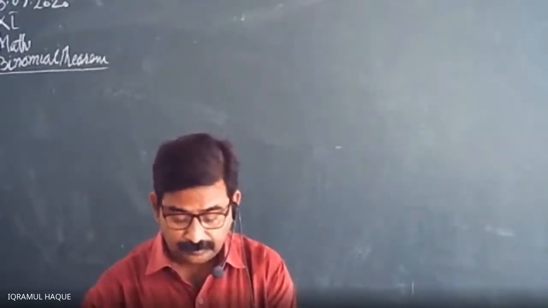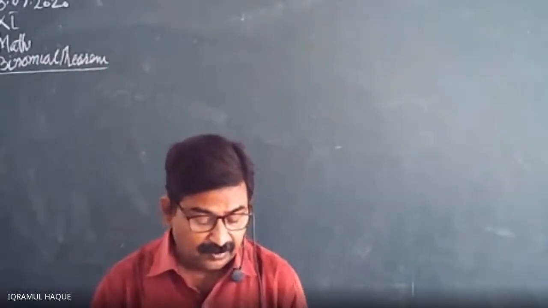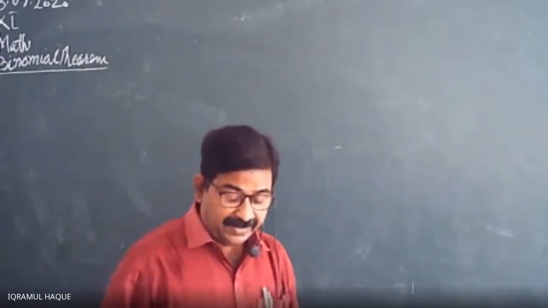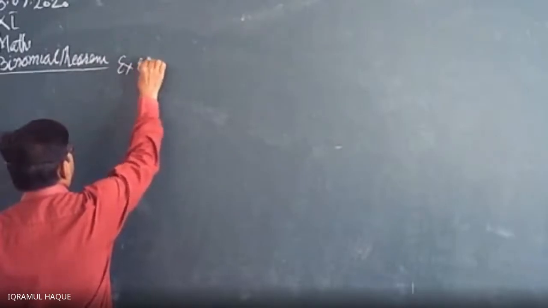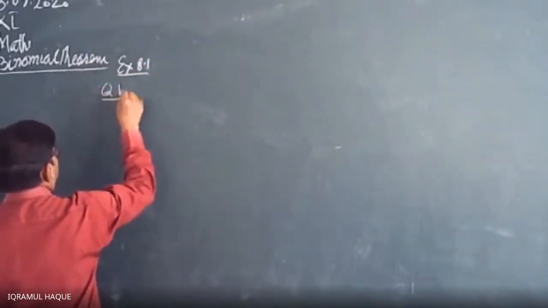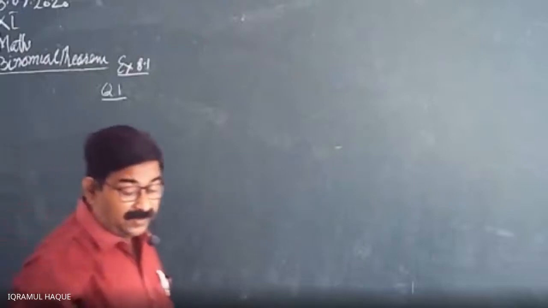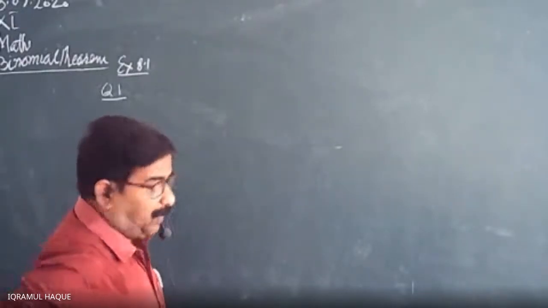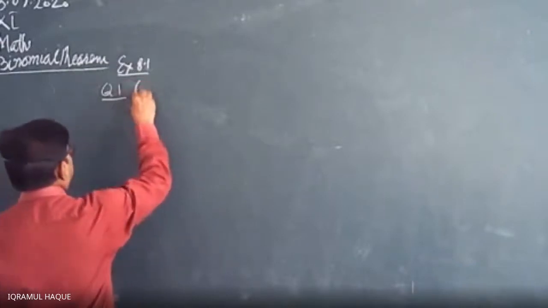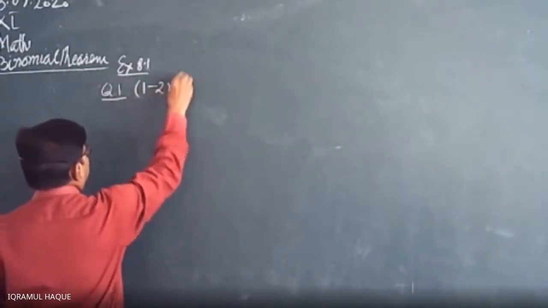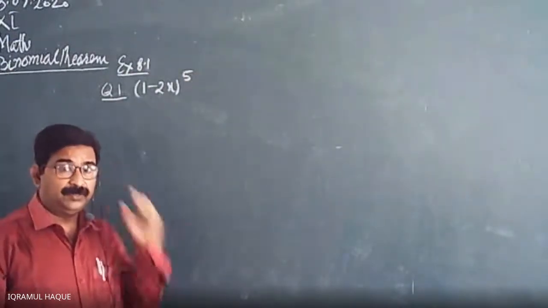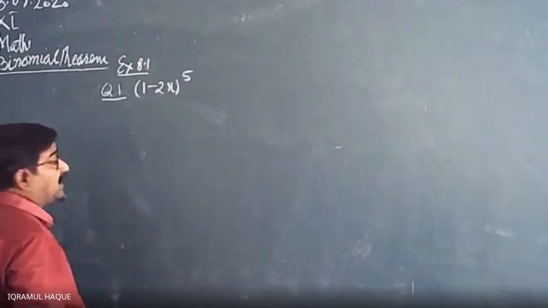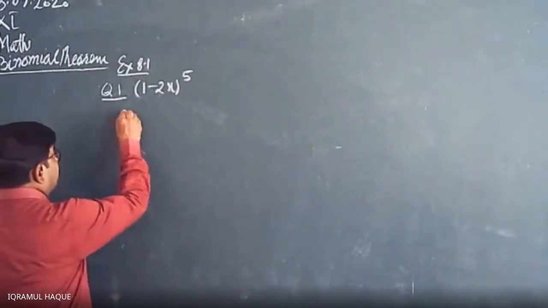So in exercise 8.1, we have a question to expand. I am writing the first question: given that (1 minus 2x) whole to the power 5. We have to expand this.